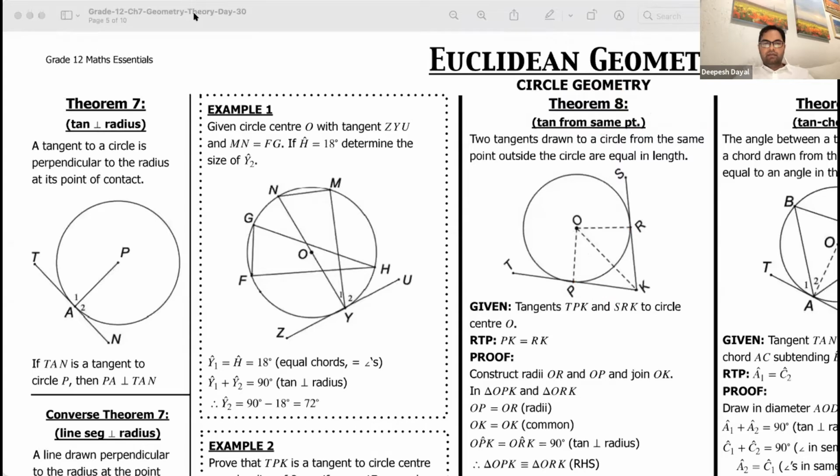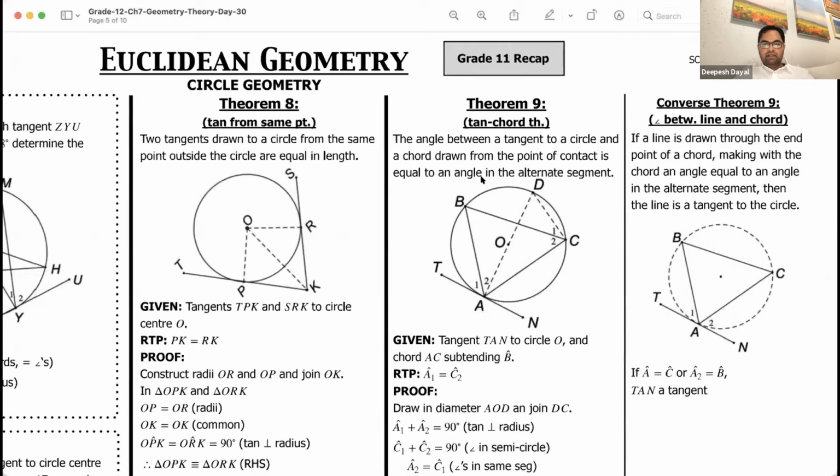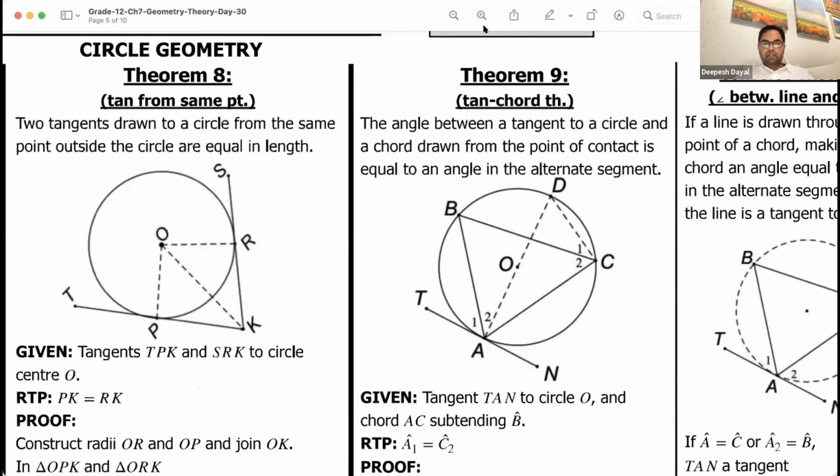And then lastly, we've got the very popular tan-chord theorem, right? So we've got an angle here. It will equal the opposite interior one, which is there. So TA1 equals C2. The angle between a tangent to a circle and the chord drawn from the point of contact is equal to an angle in the alternate segment. And we call that the tan-chord theorem.